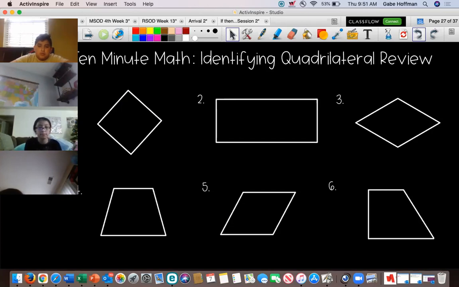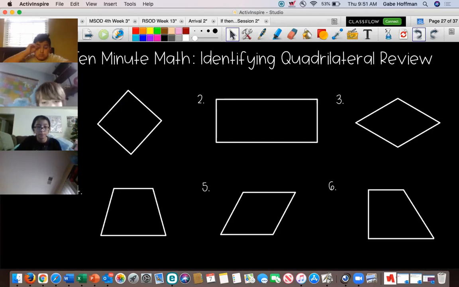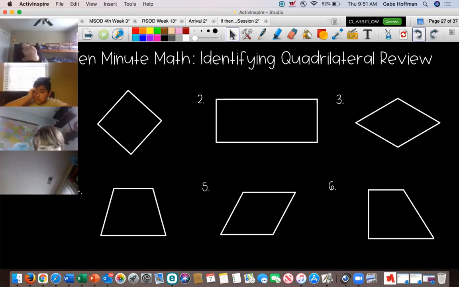Rhombus. Okay, so this one's tricky. And that's actually the point of the lesson today and what we're going to talk about. That is a rhombus. That's correct. Why is it a rhombus? What makes it a rhombus? Two sets of parallel sides. And what else makes something a rhombus? All the sides are equal. Very good. All the sides are equal, congruent.